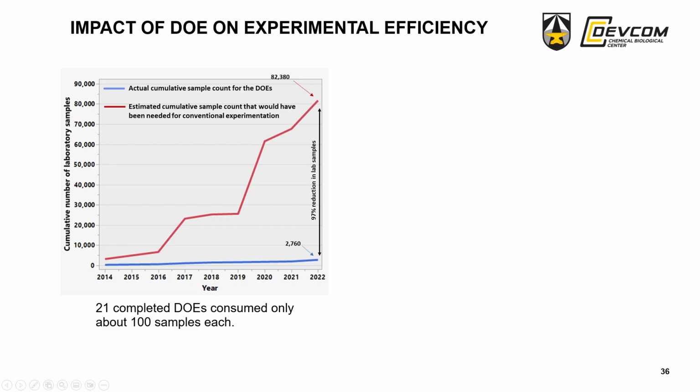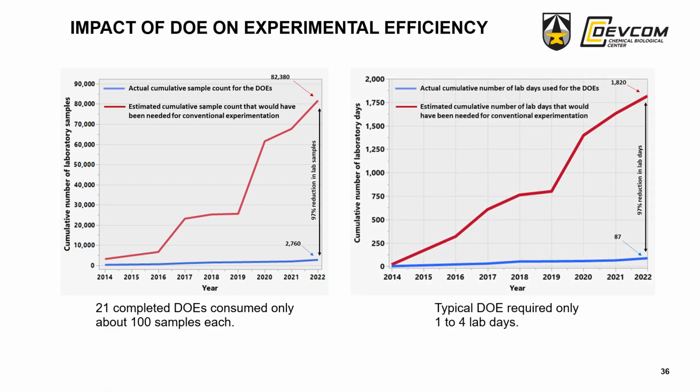And so what is the impact at the Biological Center? Here's a graphic that shows from 14 to 22. I picked 21 DOEs, and together those consumed about 2,700 samples. If we would have attacked that with full factorials or even half fraction factorials or non-design, intuition only, I'm estimating about 83,000 samples. That's a 97% reduction. And in terms of laboratory days, those studies consumed 87 total. We'd have been looking at about 1,800 laboratory days, and those are expensive days.